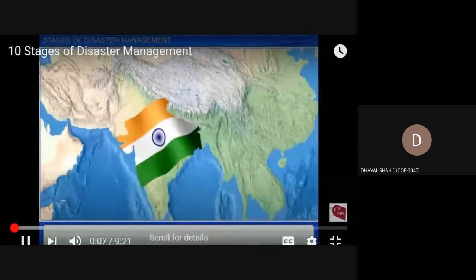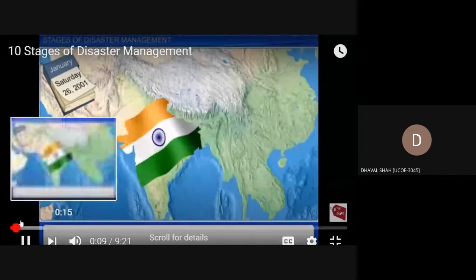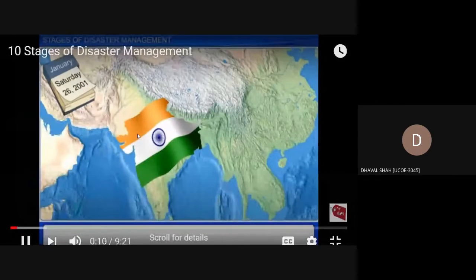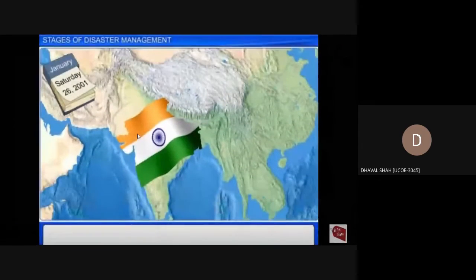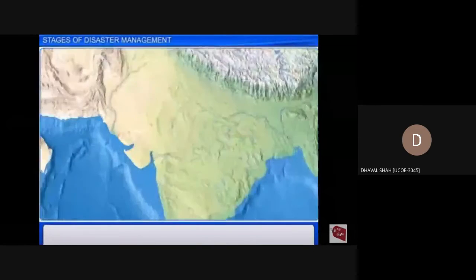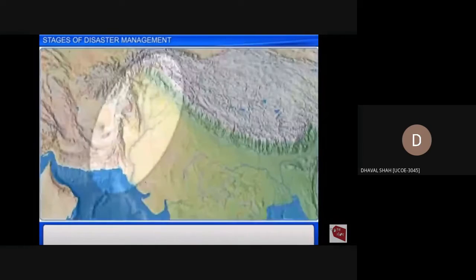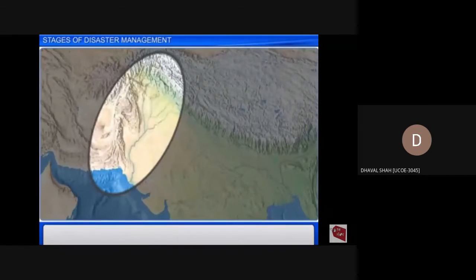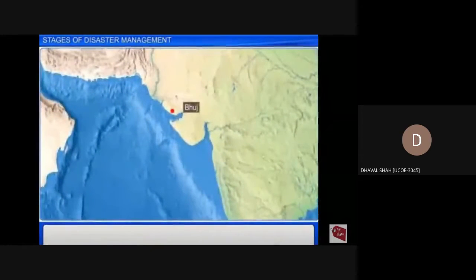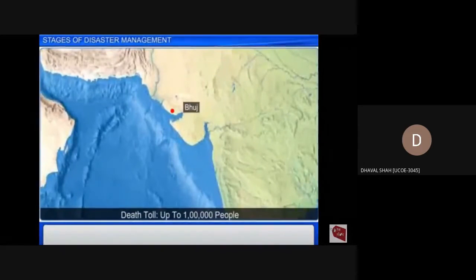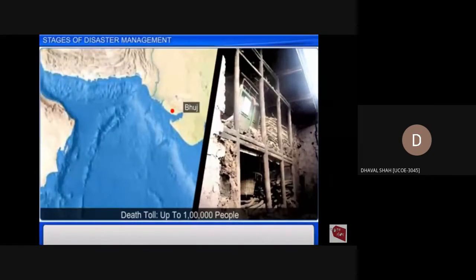It's Republic Day on Saturday, January 26, 2001. A tremendous earthquake measuring 6.9 on the Richter scale struck Gujarat in the western part of the country. The quake's epicenter was near the town of Bhuj in the Kutch district, and the tremors were felt in Pakistan and as far away as Nepal. The death toll was as high as 1 lakh, and buildings in several areas were completely destroyed.